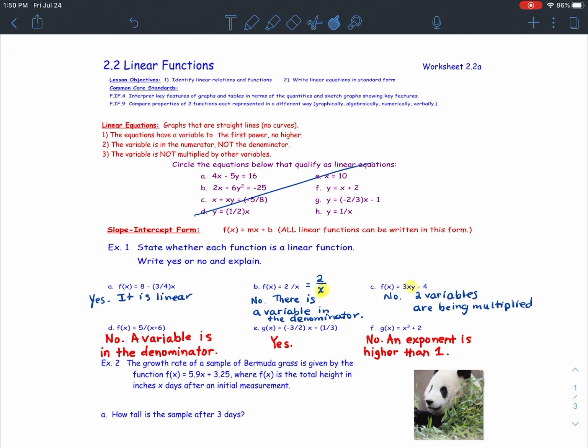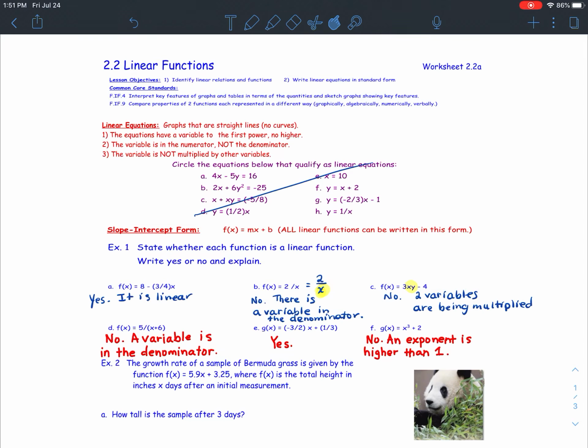Okay, hello. We are going to go ahead and start section 2.2 today, which has to do with the topic of linear functions, hopefully a topic that you have been introduced to before in Algebra 1. I want to just start out first of all with looking at how the equations for linear graphs look.